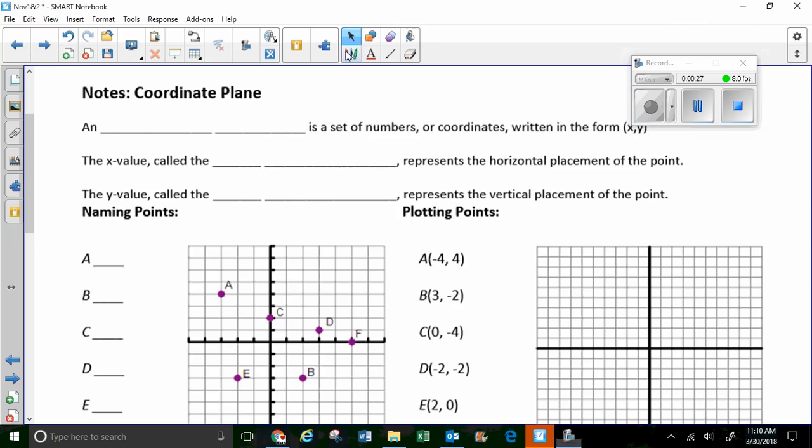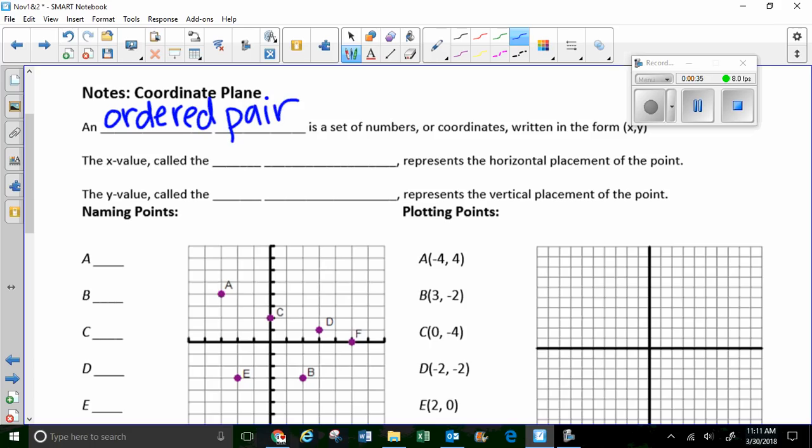First off, some vocabulary. An ordered pair is a set of numbers or coordinates written in the form x comma y. The x value, called the x coordinate, represents the horizontal placement of the point, so it moves left and right. The y value, or the y coordinate, represents the vertical placement of the point, so this moves up and down.